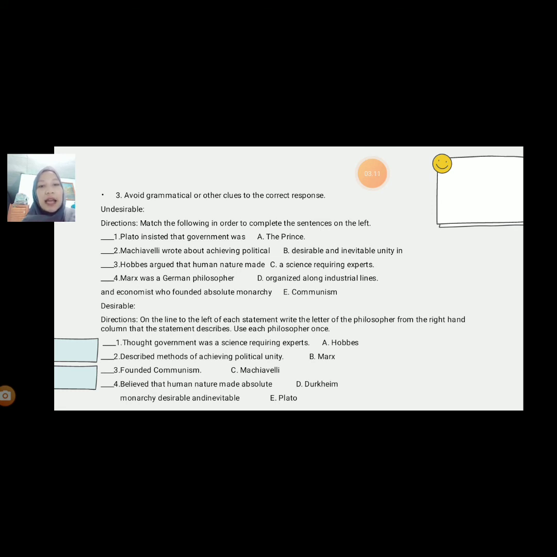On the line to the left of each statement, write the letter of the philosopher from the right hand column that this statement describes. Use each philosopher once. Number 1, government was a sense requiring... Number 2, describes a method of achieving political unity.